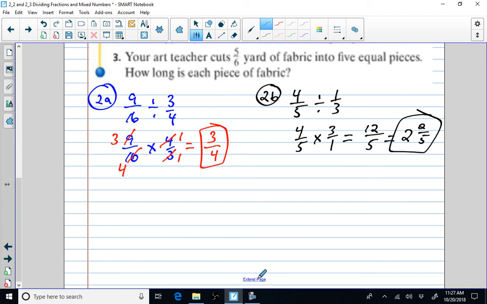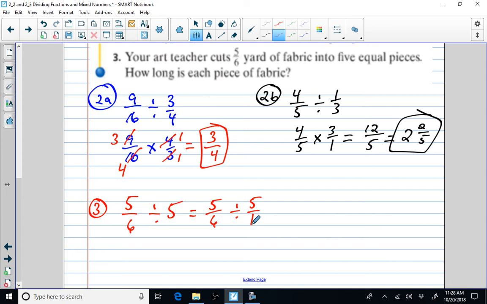All right. Now if I look at problem 3, it says your art teacher cuts 5/6 yards of fabric into 5 equal pieces. How long is each piece? Well, we start with 5/6 and we want to divide that by 5 equal pieces. When I divide a fraction by a whole number, I have to first write that whole number as a fraction. So this becomes 5 over 6 divided by 5 over 1.